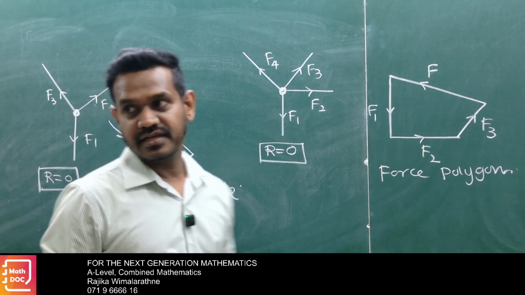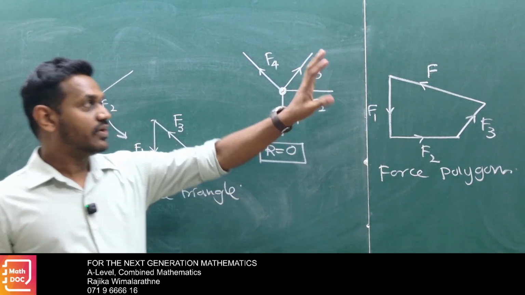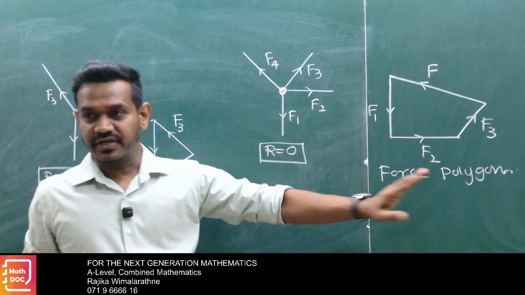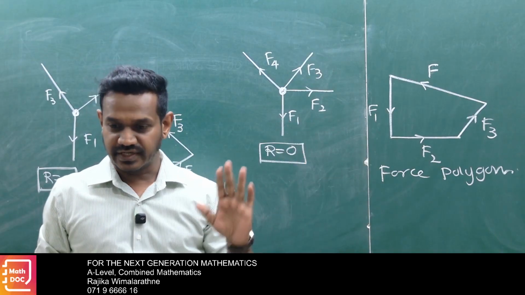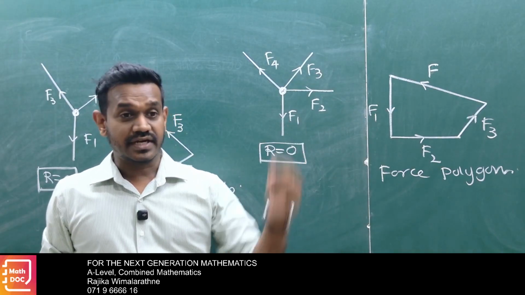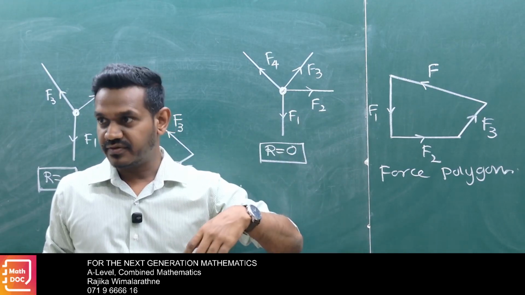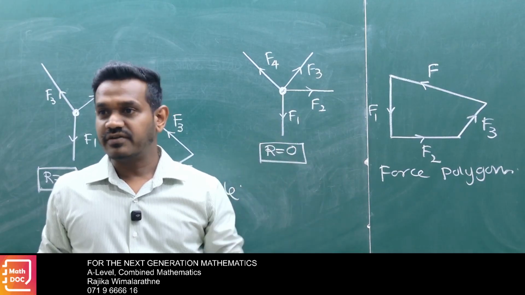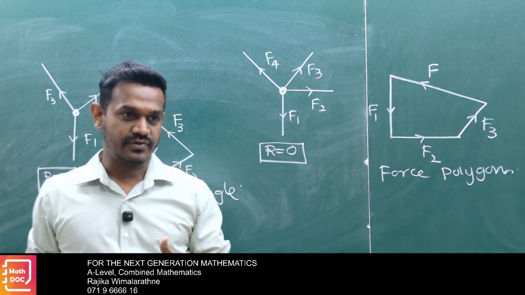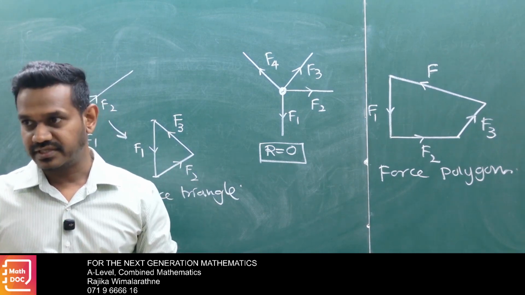Now see this one. In this case, we can sketch a force polygon because we know all the forces. But in our case, we don't know all the forces. We have to find them. We know only some forces partially, and then we have to find the rest. We have to sketch the force.